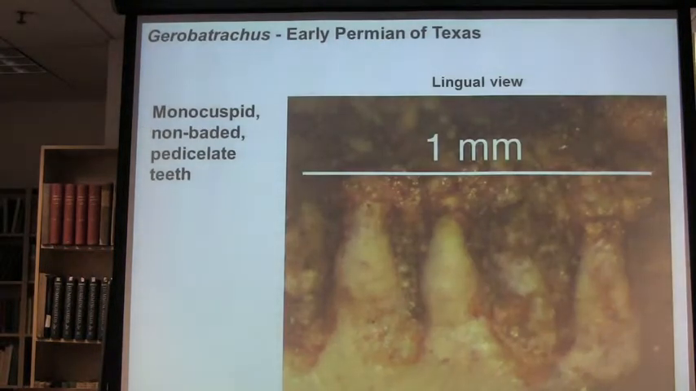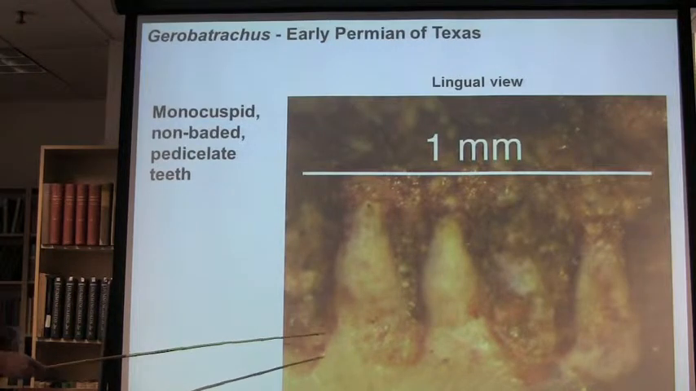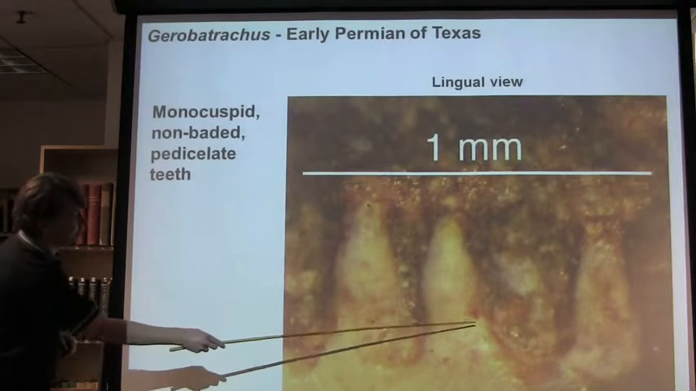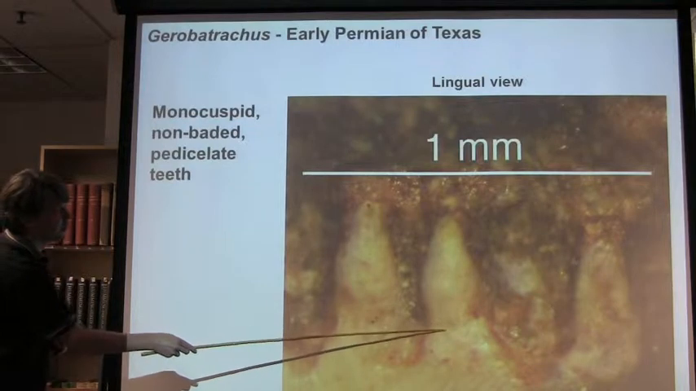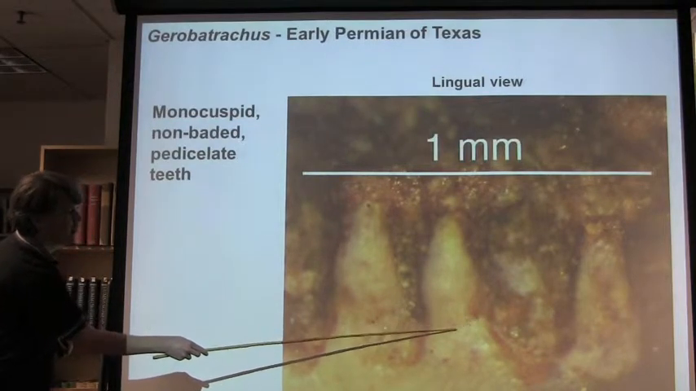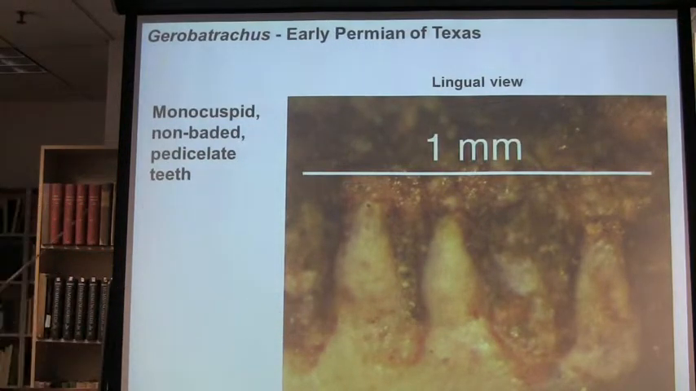It also has a number of other unique synapomorphies otherwise seen only in modern amphibians. Firstly, it has, I've argued, pedicellate teeth, and you can tell that based upon the presence, and I think it's fairly clear to see here, of a dividing zone.